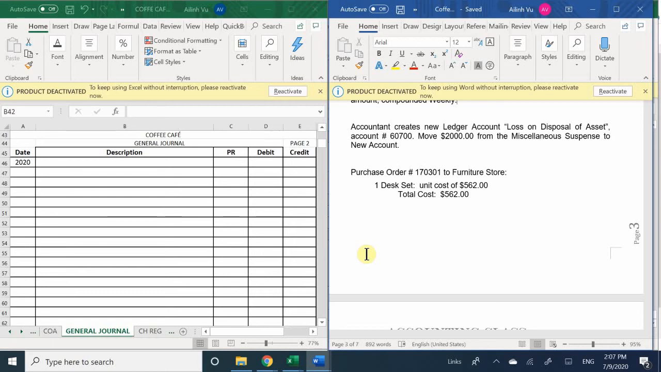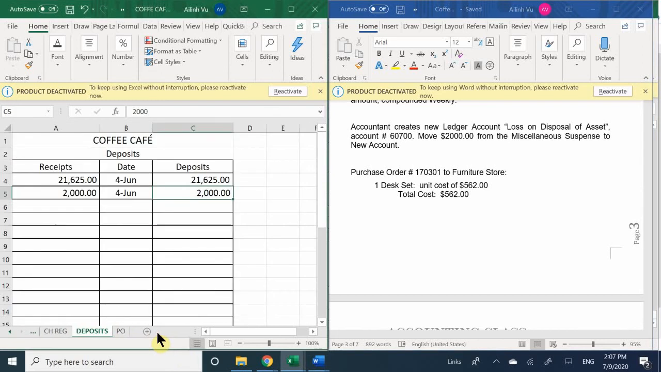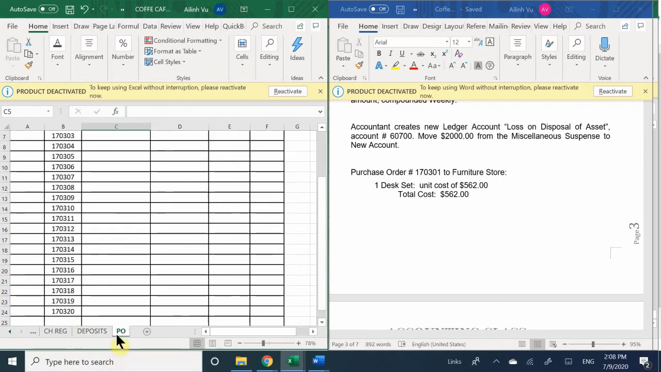Okay. However, just for good safety measures, we still need to record the purchase order on our purchase orders list. So go ahead and pull that out. Our purchase orders list. Okay. So Lee, the purchase order list is going to be in the same file as the general journal. It's going to be at the bottom tab here, purchase orders.